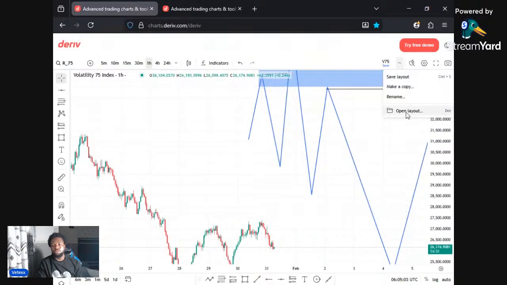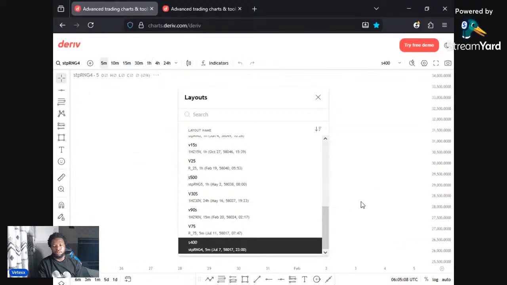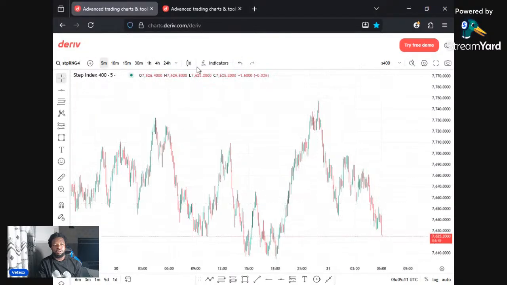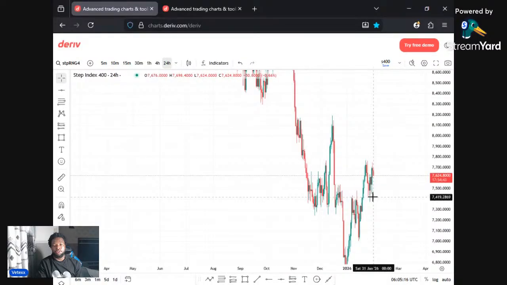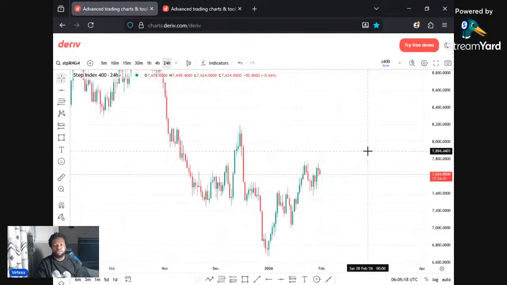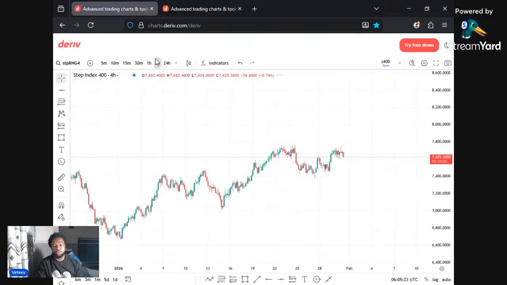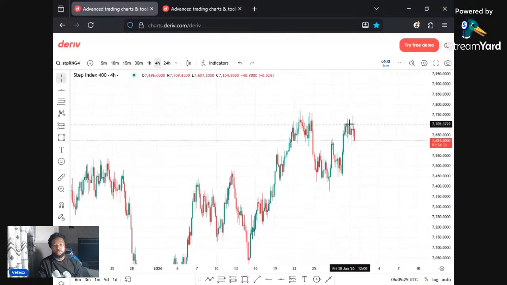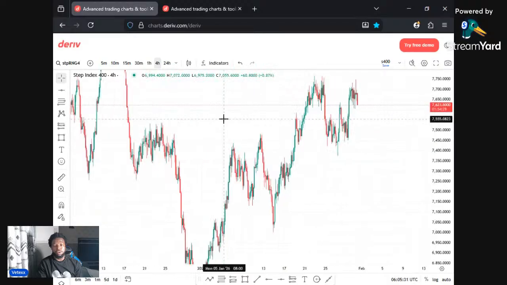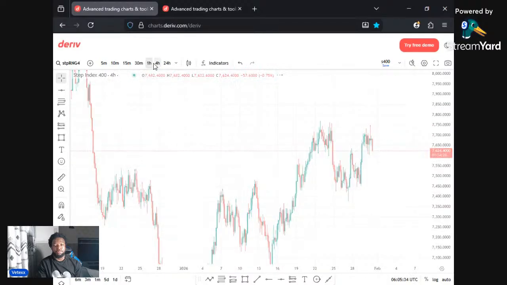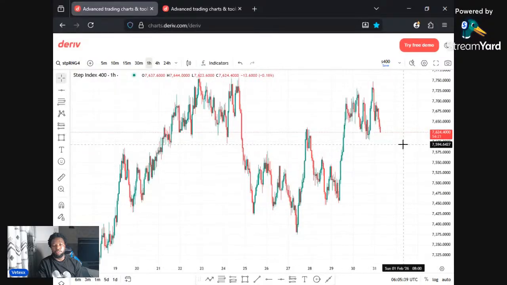So now let's go to the next pair, which is Step 400, and see what Step 400 has. On Step 400, on the 24-hour time frame, the trend is bearish, but it hasn't given us a structure. On the 4-hour time frame, no structure on the 4-hour. Let's go to the 1-hour time frame. Unfortunately, we still don't have anything on the 1-hour time frame.